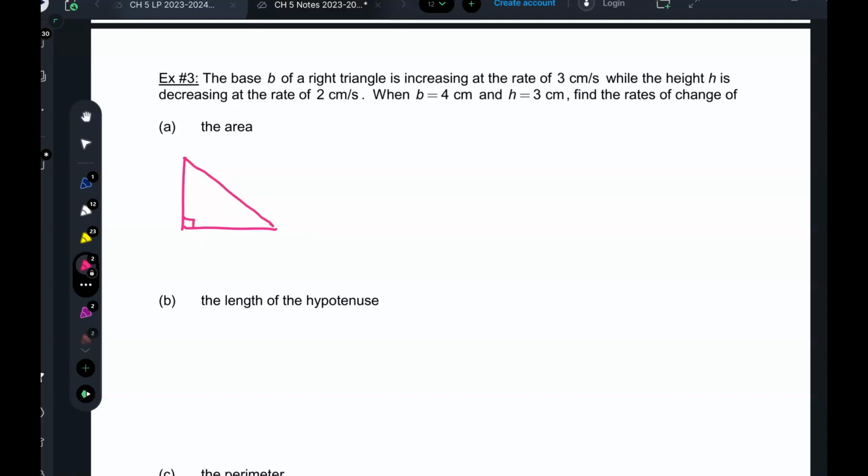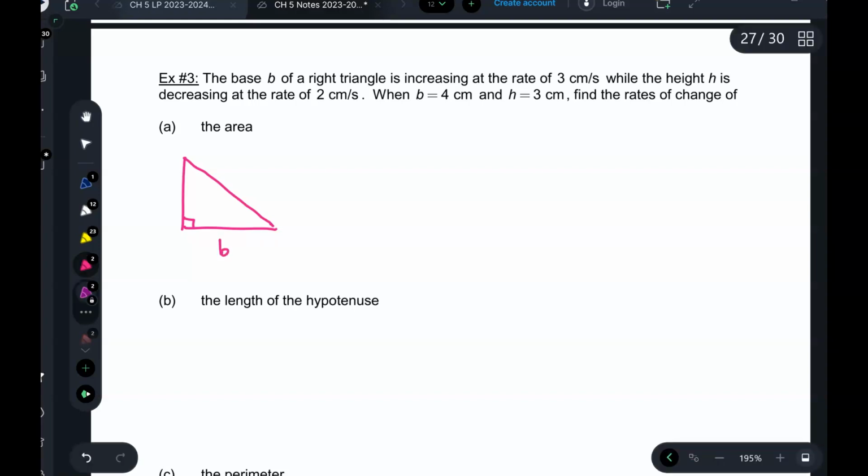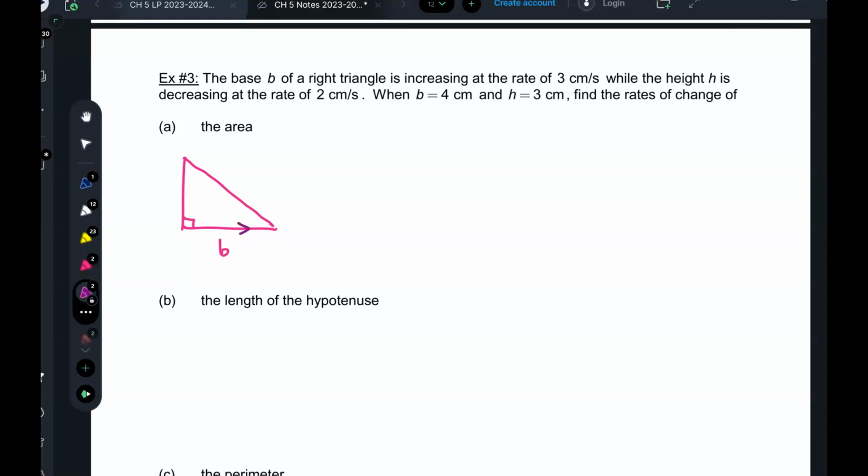All right. Now, the base, so here's B at the bottom. And it's increasing, so it's getting bigger. It's going that direction. It says at the rate of 3 centimeters per second. That's a related rate. So that is dB/dt equals 3 centimeters per second, because velocity is a derivative. Could you roll it back up a little bit? Sure.